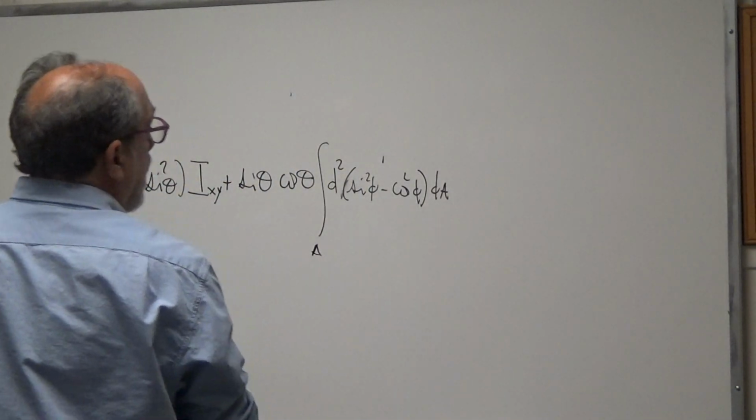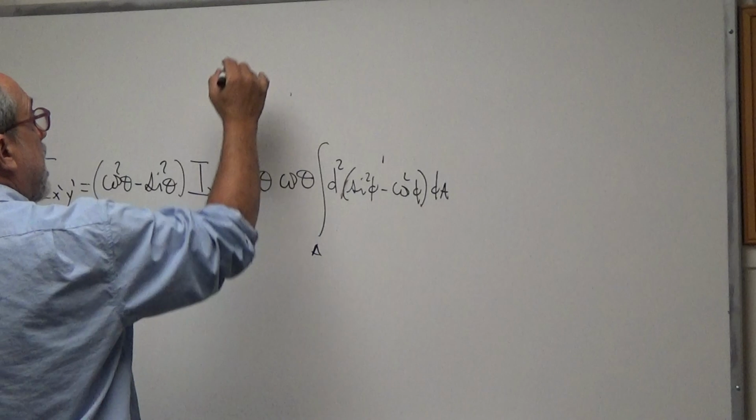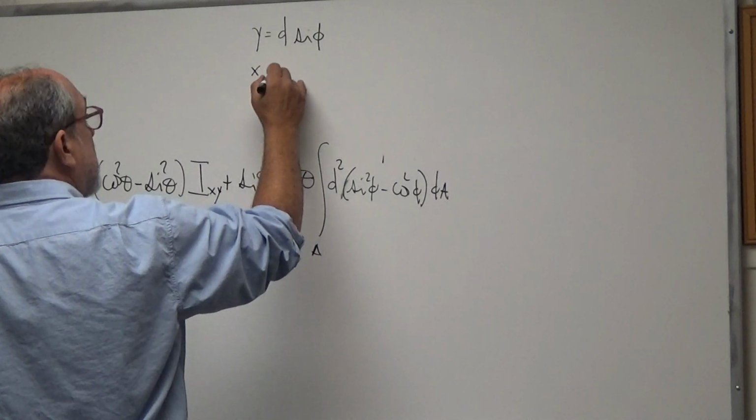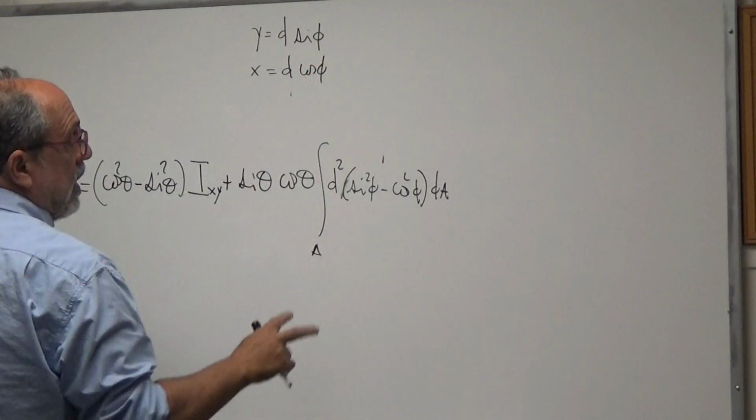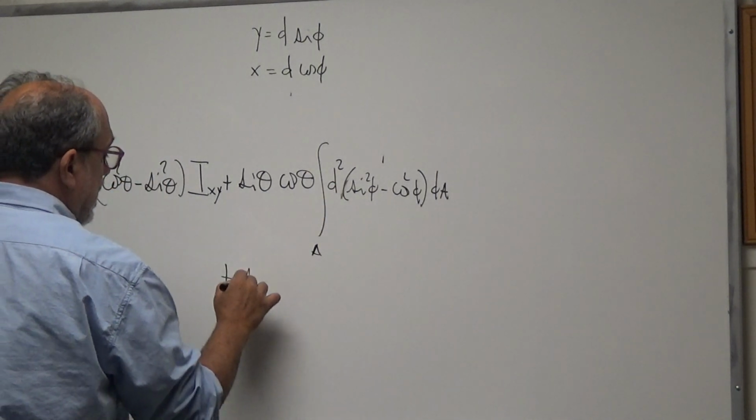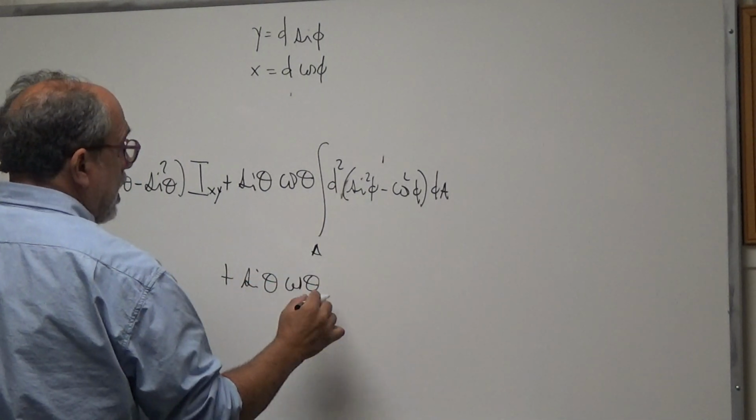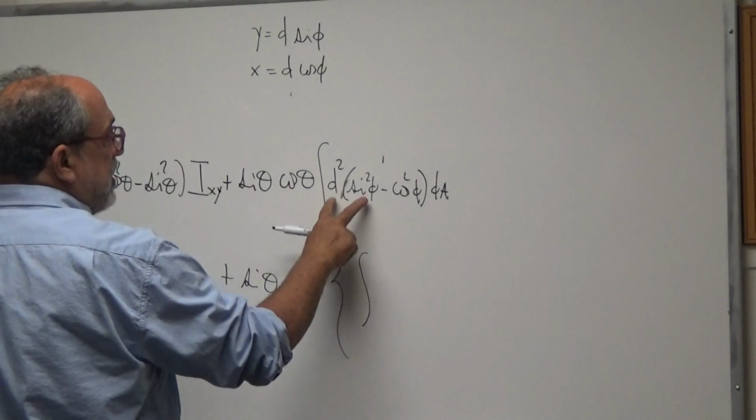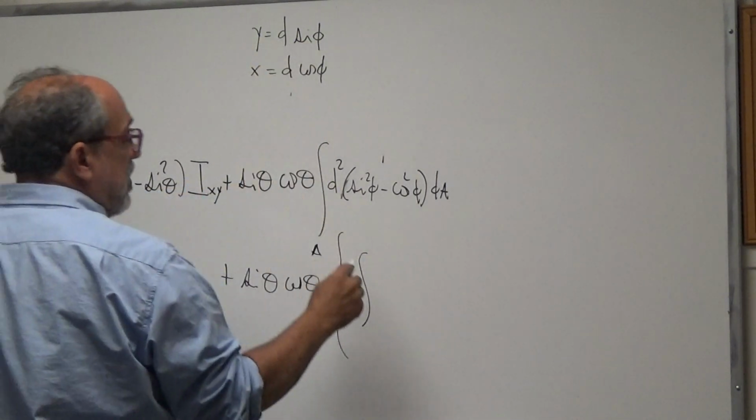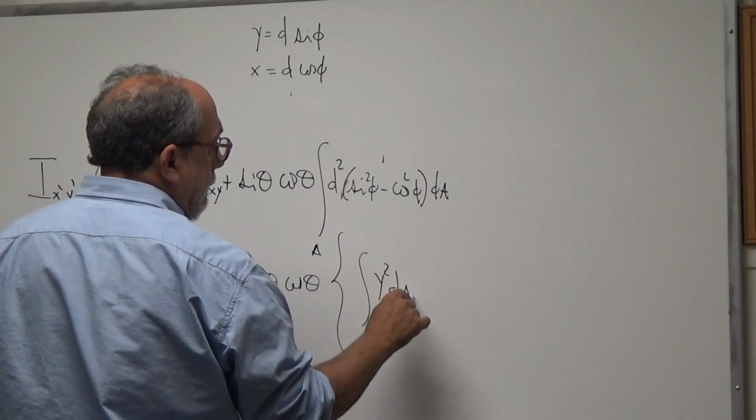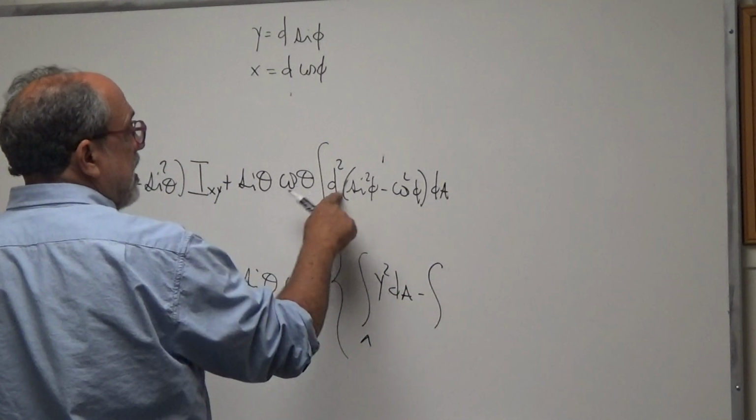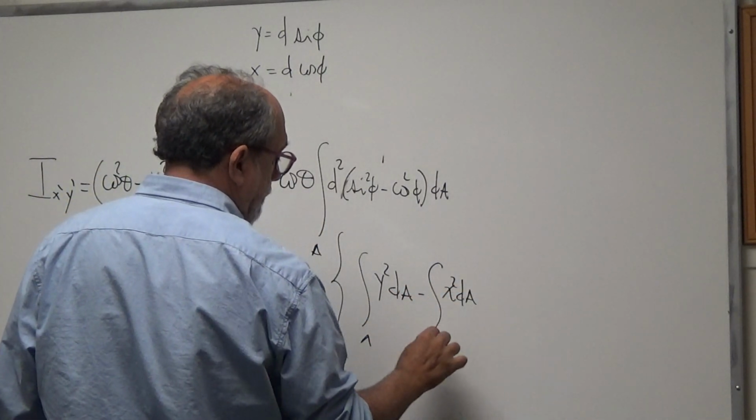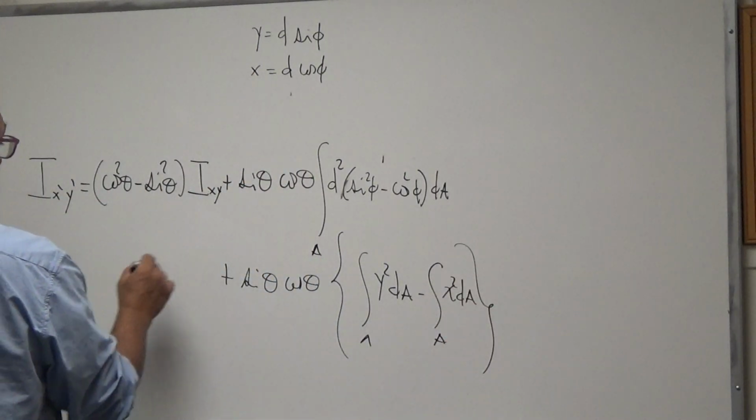Because we're almost there. Since we have that y is equal to d sine of phi, and x is equal to d cosine of phi, then we see that this part here is sine of theta cosine theta times the integral of d squared sine squared phi, that's the same thing as y squared dA, minus the integral of d squared cosine squared, so that's x squared dA.